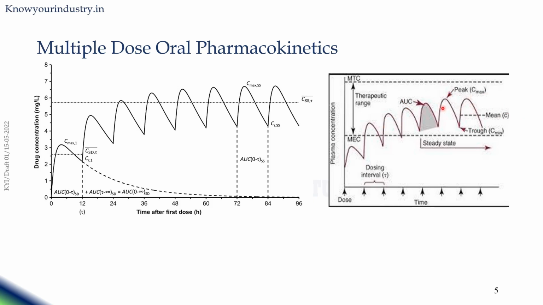And this is the peak, Cmax SS. This is the AUC, which I already discussed, and the C trough or C tau, the concentration minimum of the dosing interval. This is the CSS average, that is the mean. All the parameters are clearly defined in this particular diagram.